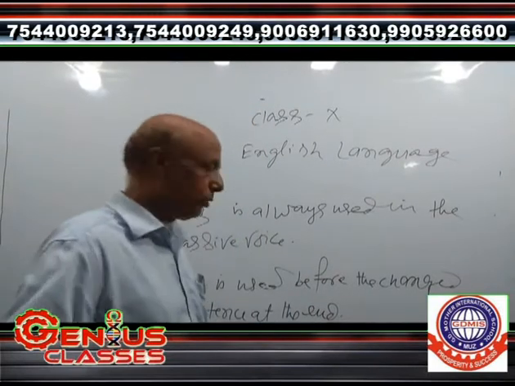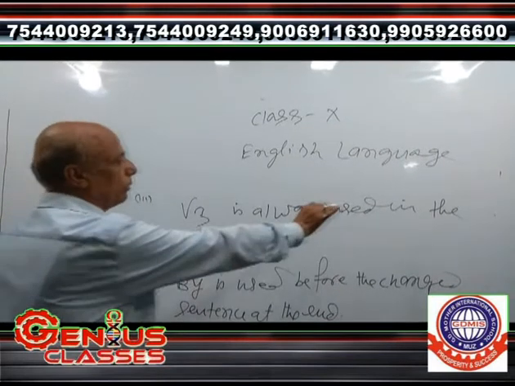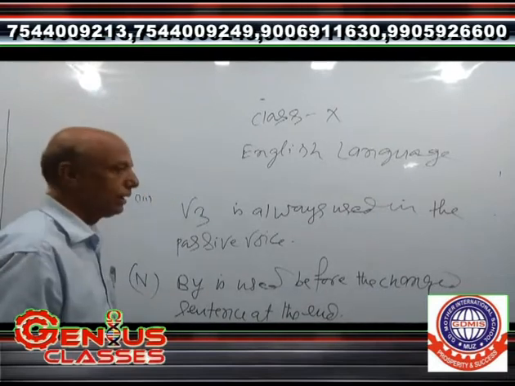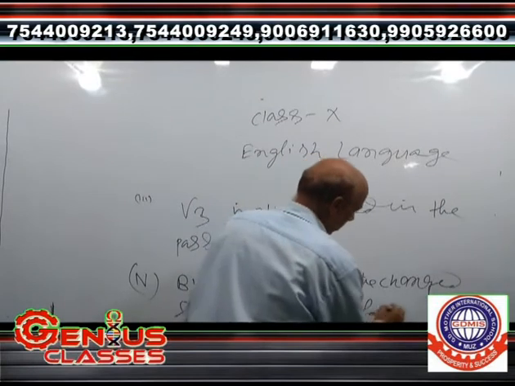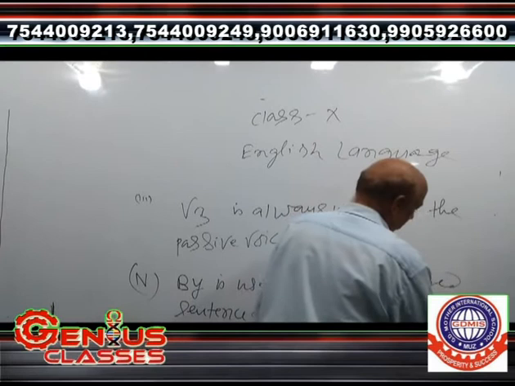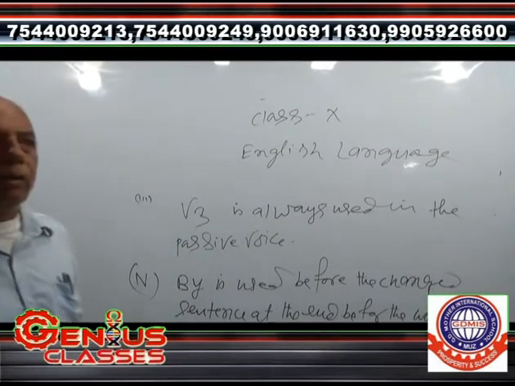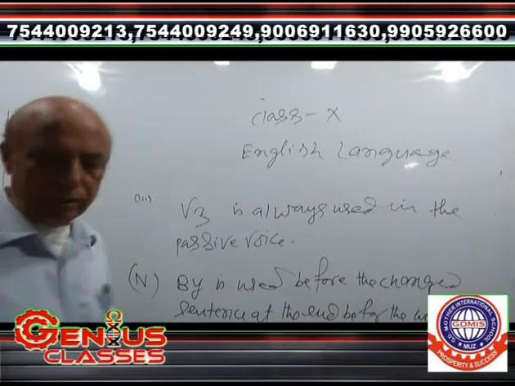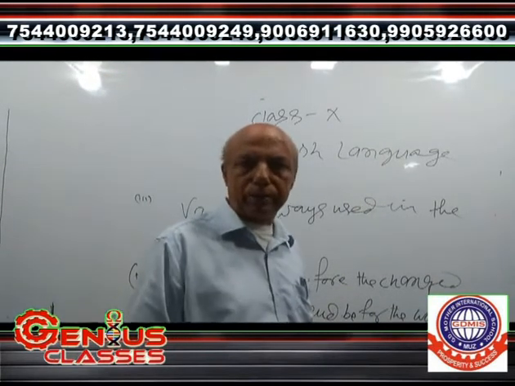By is used. Suppose that, as for example, here I have told V3 is already used in the passive voice. By is used before the object at the end, before the word at the end. It means before any word that is found at the last of the sentence, by is used. It means there are four rules that are with us. Subject is changed instead of object, object is changed instead of subject.